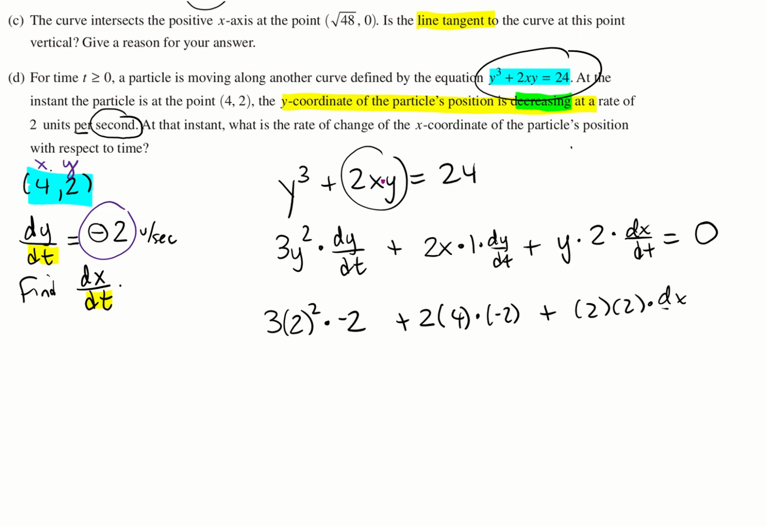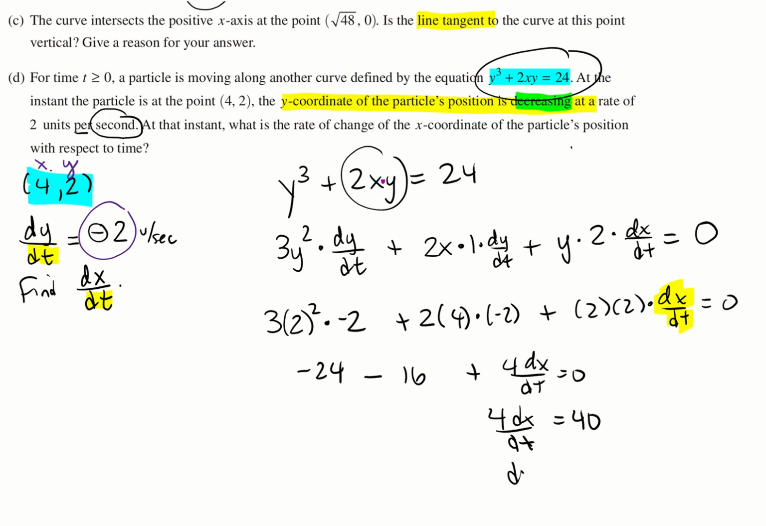And then plus y, which is 2 times, oh, here we go. There's my dx/dt that I was looking for. This is my unknown quantity that I want to solve for. So I need to isolate that expression. So this would be 4 times 3 is 12 times -2 is -24, minus 16 plus 4 dx/dt equals 0. So 4 dx/dt would equal 40 when I rearrange this, and dx/dt is then equal to 10.